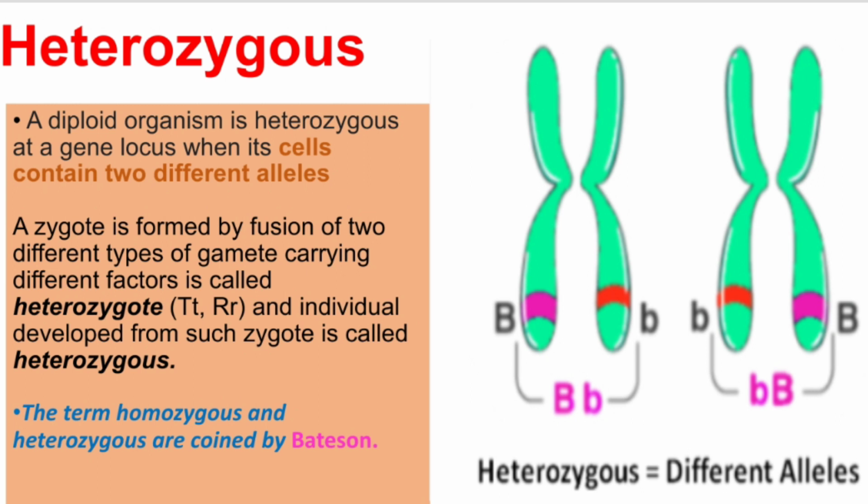Heterozygous is the opposite of homozygous. A diploid organism is heterozygous at a gene locus when its cells contain two different alleles. A zygote formed by fusion of two different types of gametes carrying different character factors is called a heterozygote. Capital T, small t, capital R, small r. An individual developed from such a zygote is called heterozygous. The terms homozygous and heterozygous were coined by Bateson. You can see in this figure that capital B and small b are two different genes present on the same loci, and that's why they are called different alleles or heterozygous.